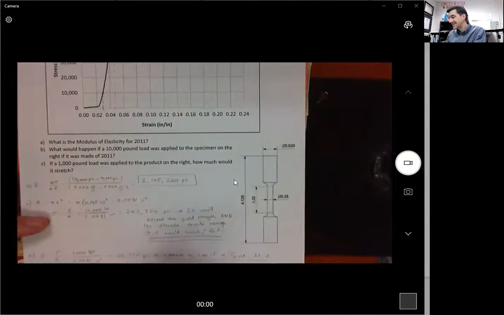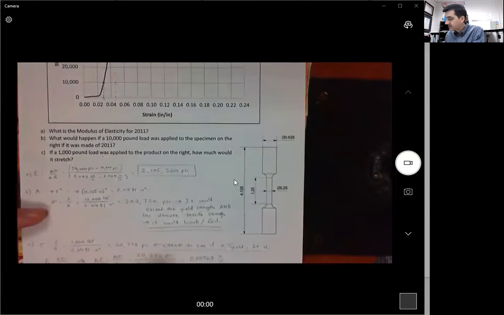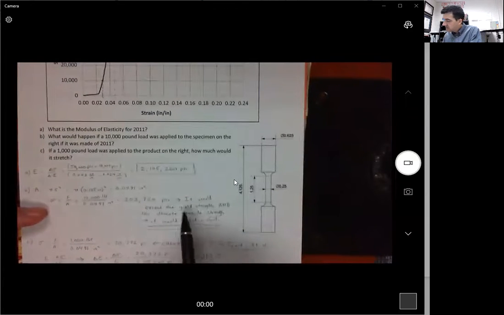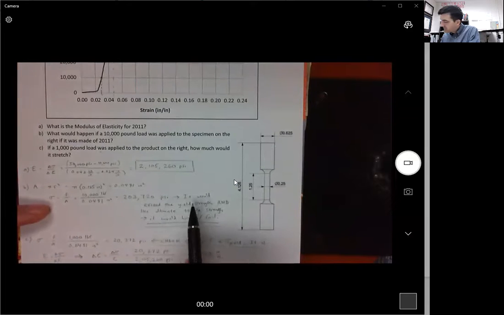So it's very safe to assume that if you apply a 10,000 pound force load to this specimen made of that material, then it's going to break. That's a very safe statement to make. What it says here, just in case you can't read it, is it would exceed the yield strength and the ultimate tensile strength, and so therefore it would break or fail. So that's what it says there.